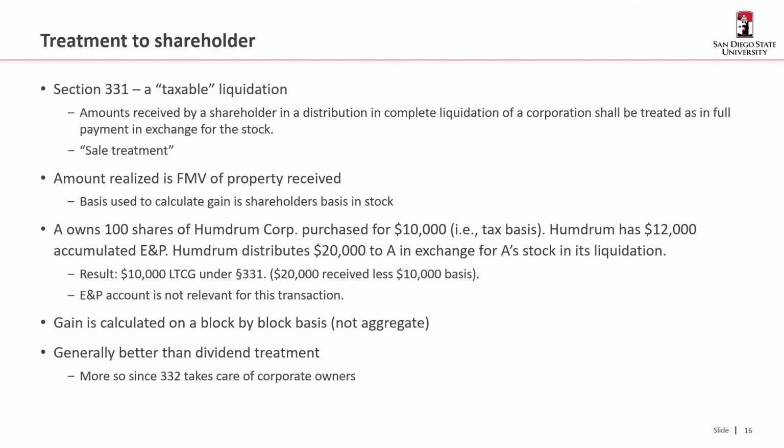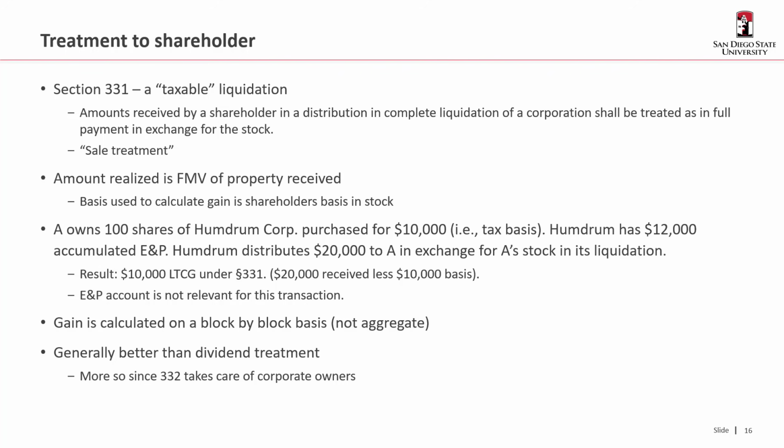So A owns these shares of Humdrum. Humdrum distributes $20,000 in exchange for A's stock in the liquidation. So we have a complete liquidation of Humdrum. A is a shareholder in Humdrum. So let's think about the result, right? So there's a $10,000 long-term capital gain, right? That's the $20,000 of distribution less A's basis in the shares of $10,000.